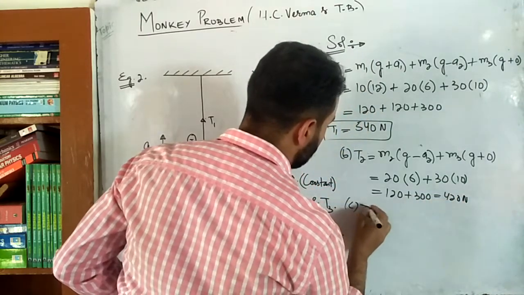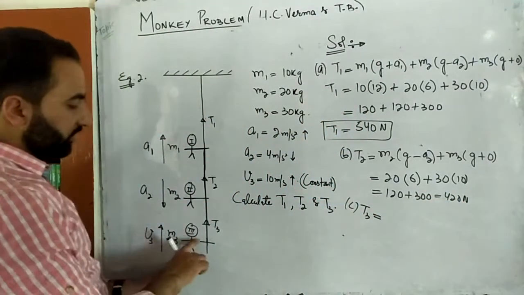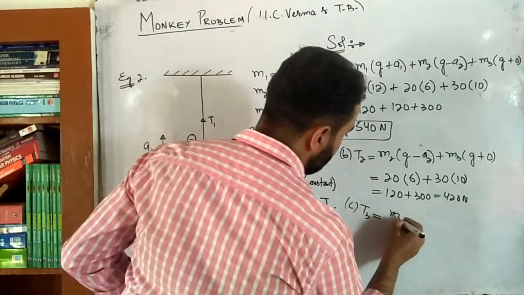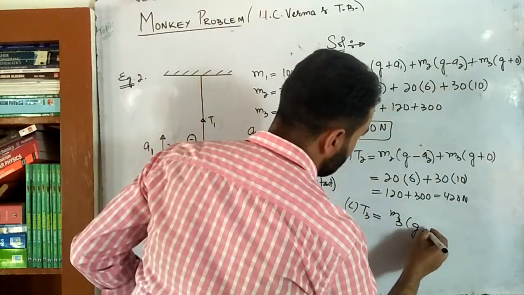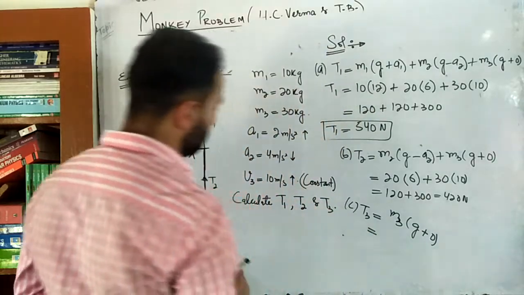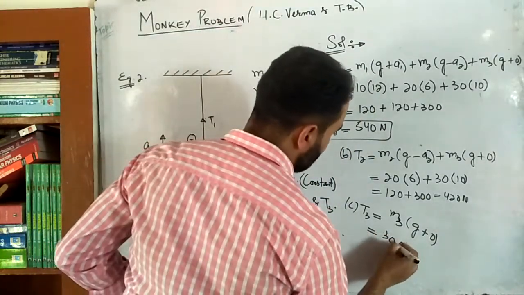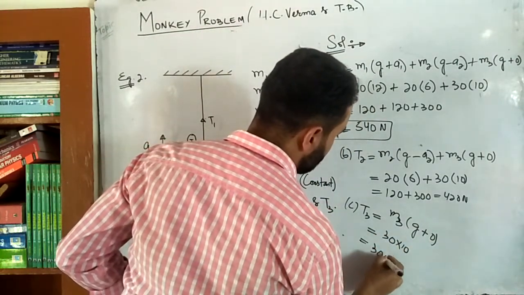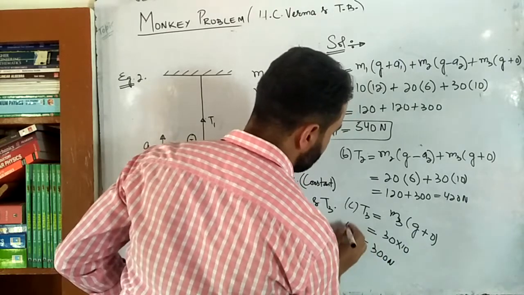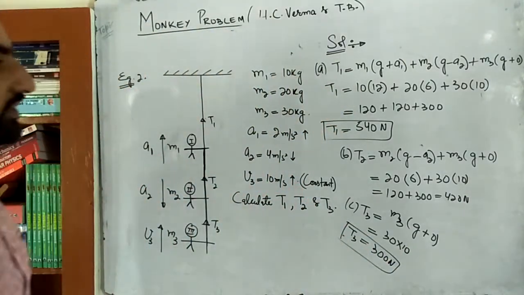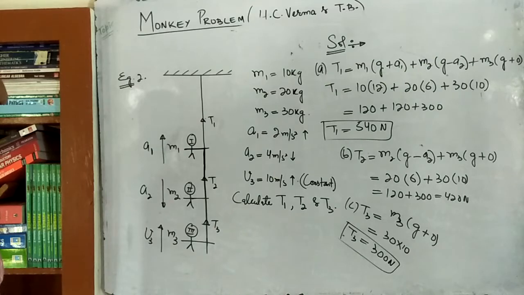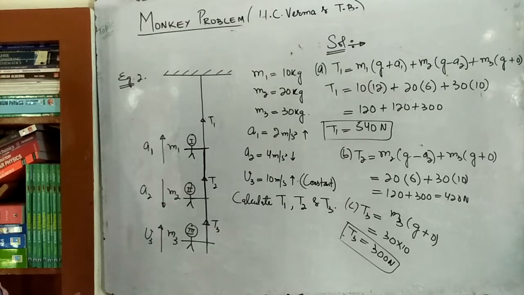The same way you can calculate tension T3. It's contributed by only this mass, so it's equal to m3 multiplied by g plus 0. m3 is 30 multiplied by 10, and that is equal to 300 Newton. So this is tension T3. So we have calculated tension T1, T2 and T3. Quite simple, there's no rocket science in it. So you pause the screen and write it down.